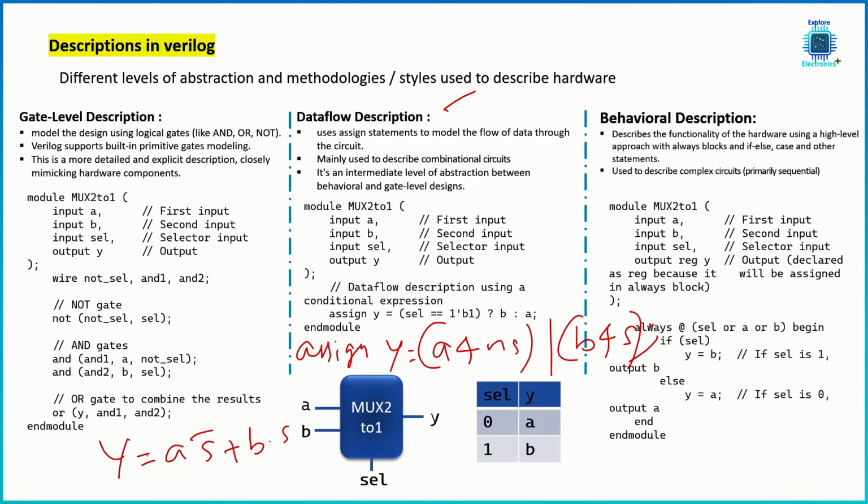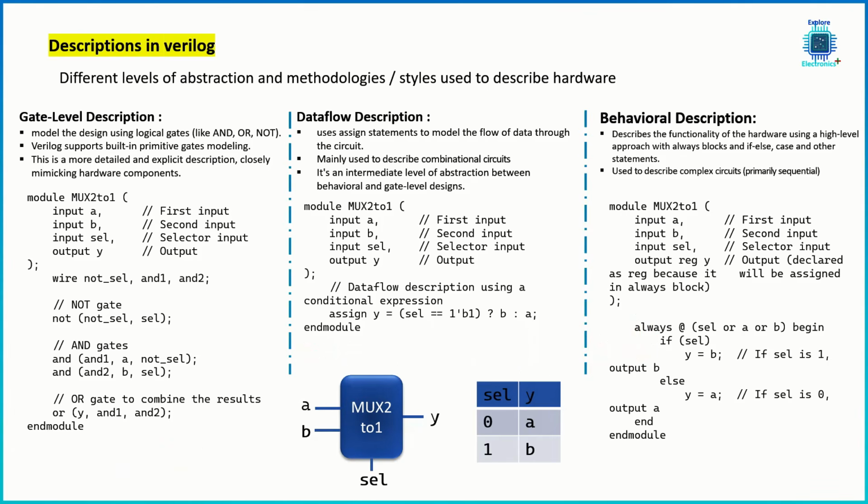But other than writing this expression directly, in our example we have used another method called the conditional operator. Here we first have a condition, then a question mark. If this condition is true, whatever is written after the question mark is assigned to Y, the output. If the condition fails, whatever is written after the colon will be the output. This is how the conditional operator can be used. It is also called the ternary operator.